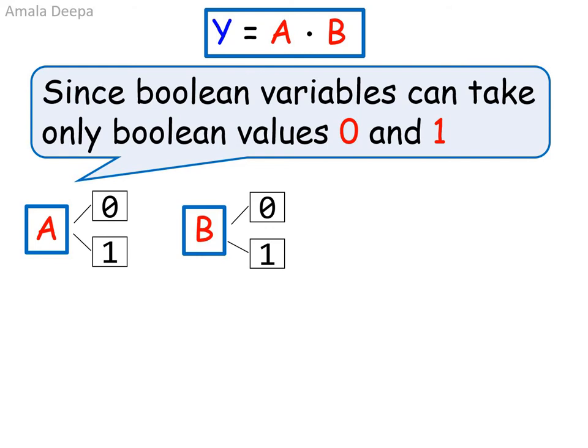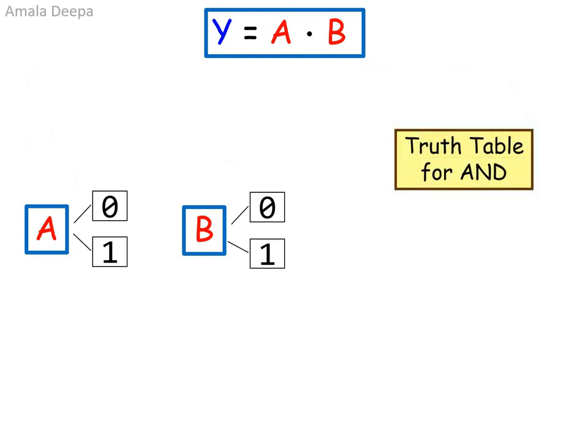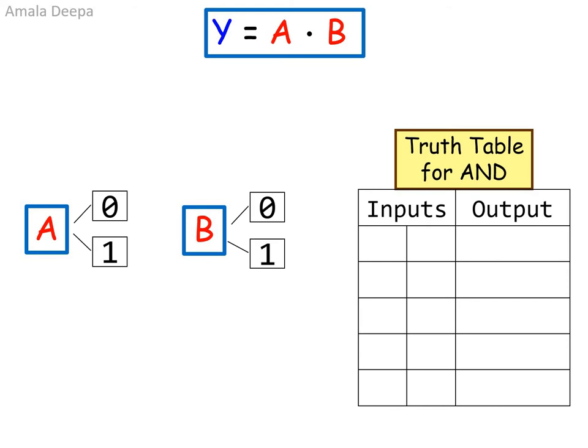Now let us form the truth table for the AND operation. The inputs are the variables A and B. The output Y is equal to A dot B. Now let us fill in the values for the input variables. When A is 0, B can also be 0. When the value of A is 0, B can be 1. Again, when A is 1, B can be 0. When A is 1, B can also be 1.